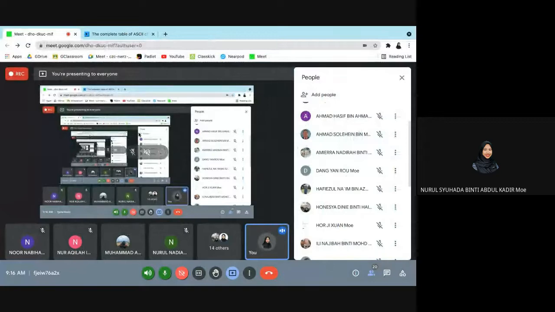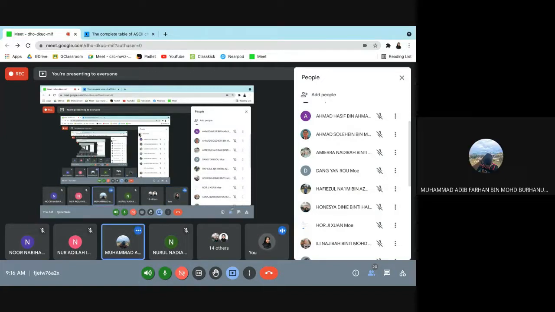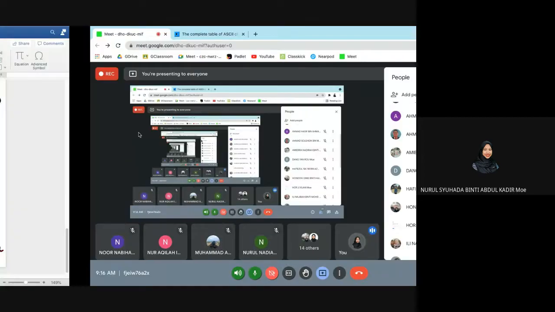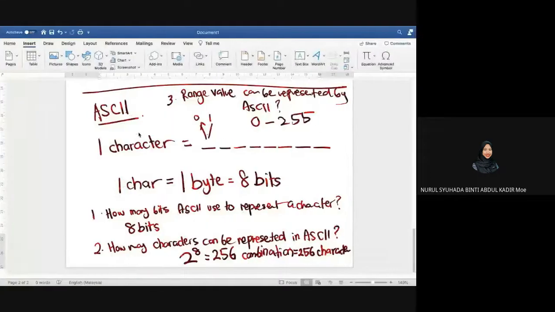Tapi jangan risau, tak ada soalan yang suruh tukar itu kepada itu. Number conversion tu dia bagi number, kau tukar je. Dia tak tanya pun ini ASCII ke Unicode ke. I just nak tunjuk. Okay? So that is the representation kalau you nak lebih faham.